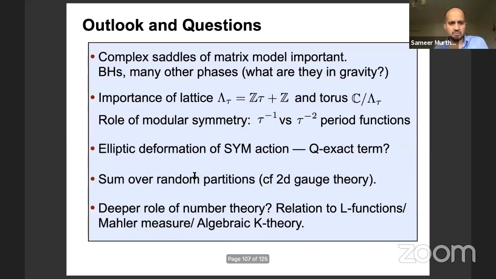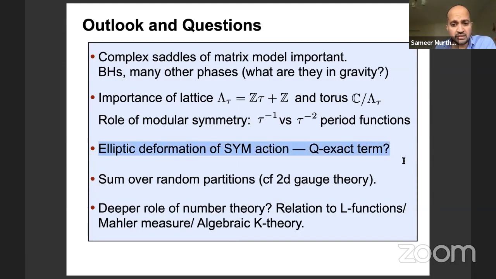So let me end with these outlook and questions. These are things which I think are important. There are many things I skipped. So firstly, complex saddles are important. There are many phases we already discussed a little bit. There seems to be this lattice. There is no modular symmetry, but there is some hint of underlying modular symmetry. There are these period functions, which is a well-known theory in modular forms.